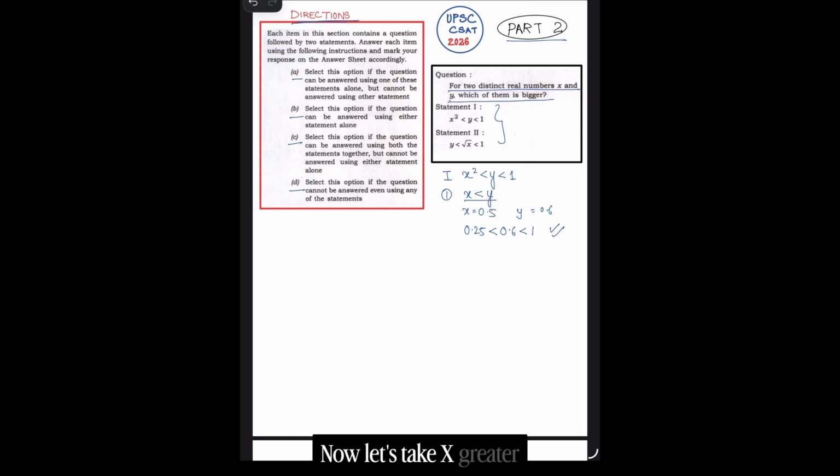Now let's take x greater than y. We will take x as 0.9 and y as 0.85. So here x square will be 0.81, which is lesser than 0.85, which is less than 1. So here as well the condition is satisfied. So statement 1 is not sufficient to answer the question.